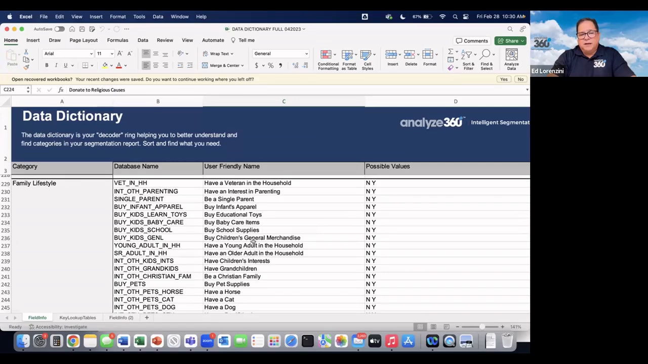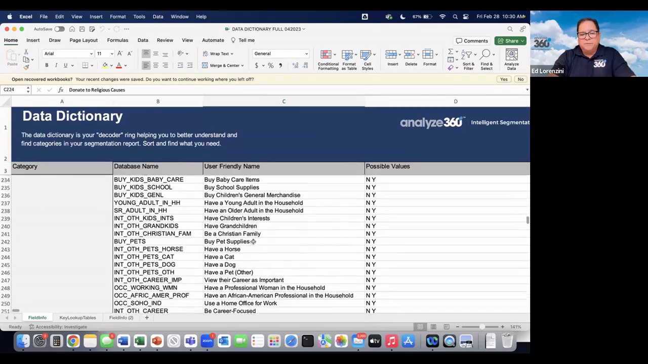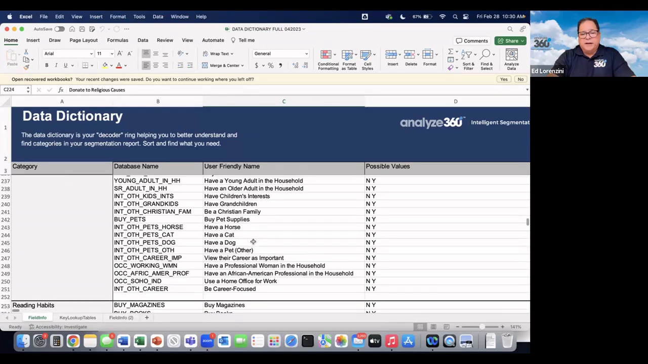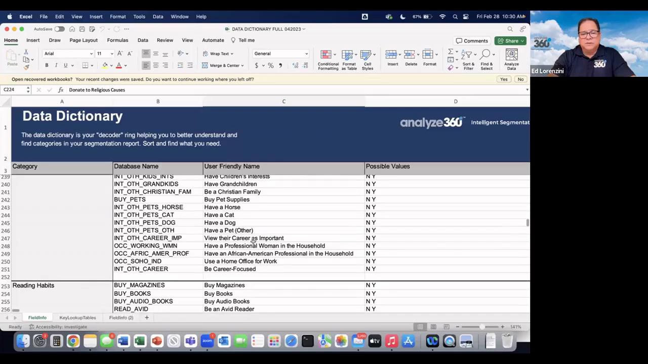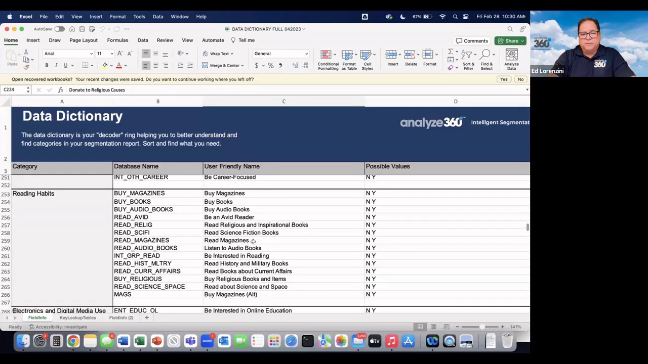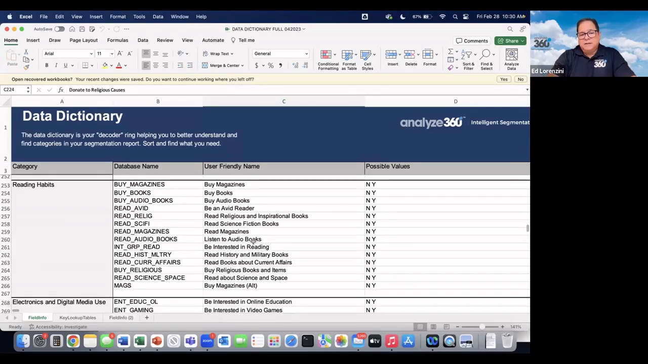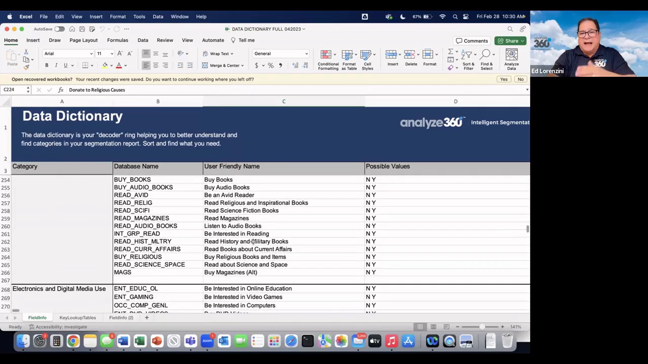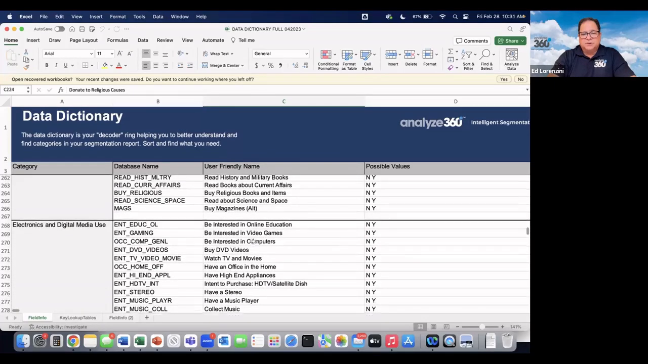Now, what's the family look like? Is there a veteran in the home? Is it a single parent? Baby care items, are you purchasing those? Grandchildren in the home? Do you have a pet? If it's a pet, do you have a cat, dog, a horse? So those are all things that are in the data and we're analyzing for you and give you access to as well. Reading habits, is it magazines, books, audiobooks? What kinds of things are you reading about? Military history, religious books, that's all there.